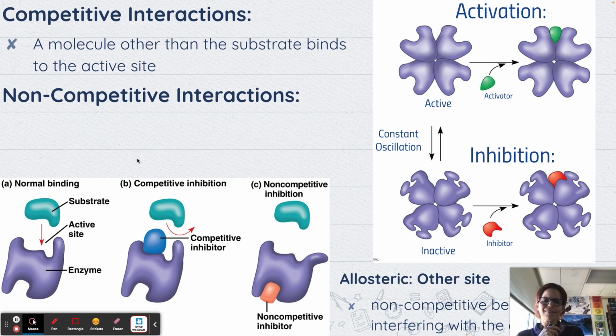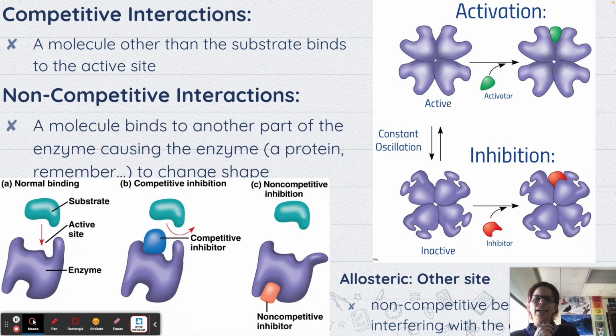Competitive means it gets in the way of the substrate. So here's a competitive inhibitor, a molecule that slows down the enzyme. If we don't want the enzyme reaction to be happening super fast, we can have a competitive inhibitor. A non-competitive inhibitor could bind somewhere else on the enzyme, and that changes the shape.